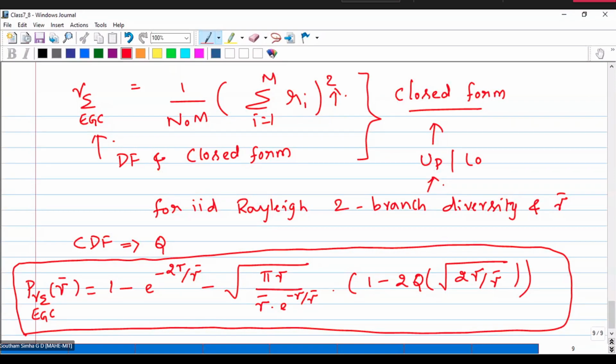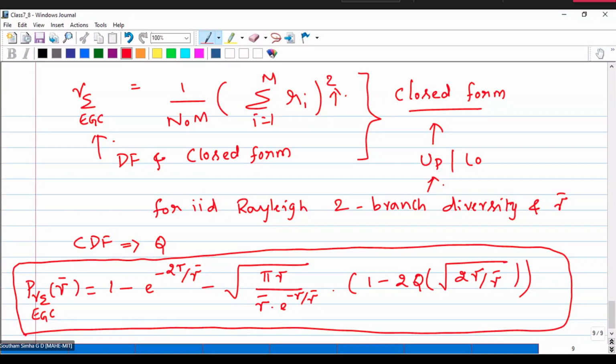Now, from this Q function, is it possible to derive this P gamma? Yes, it can be derived by using one of the reference textbooks that I have given you, Gordon L. Stuber, chapter 6, and there is one more book called Marvin K. Simon and Mohamed Slim Alouini, chapter 9, 9.8 and the appendix of 9.8. If you follow, you can derive, but please don't do that. You will take somewhere around 1 month to derive all those things. In order to avoid that, just remember this equation.